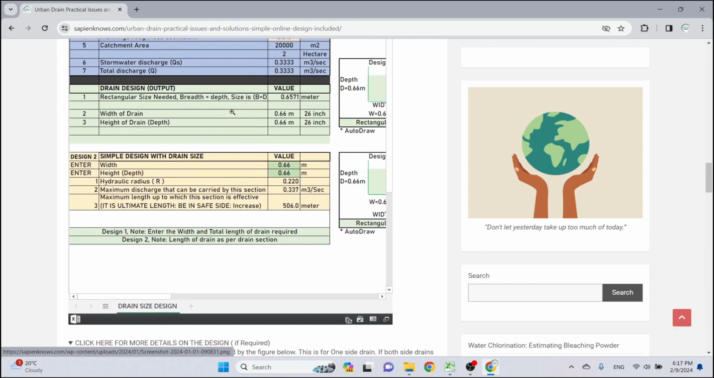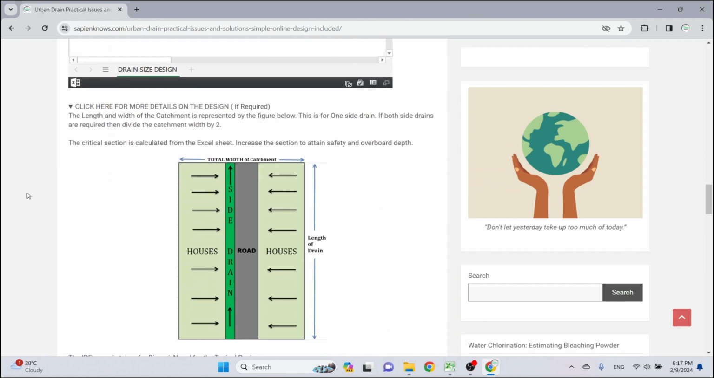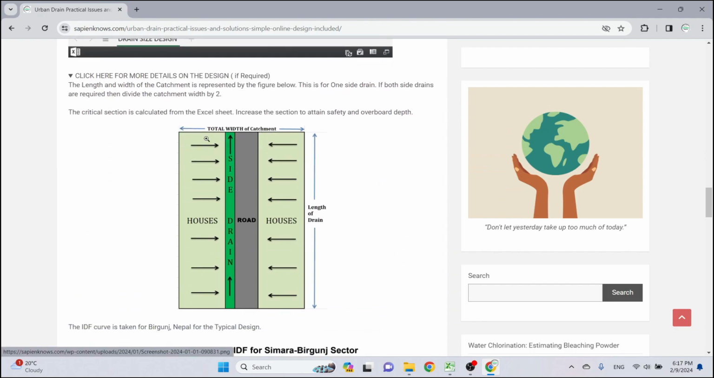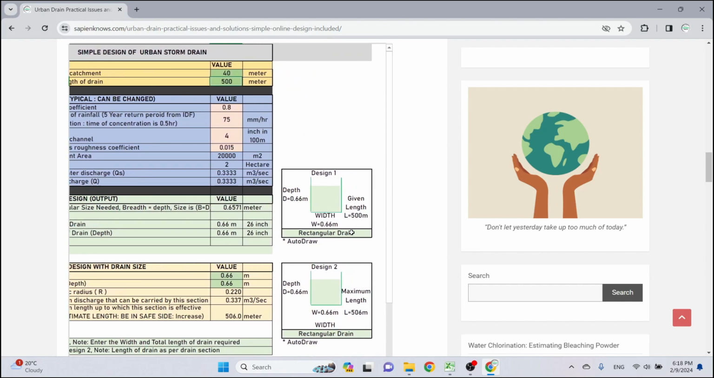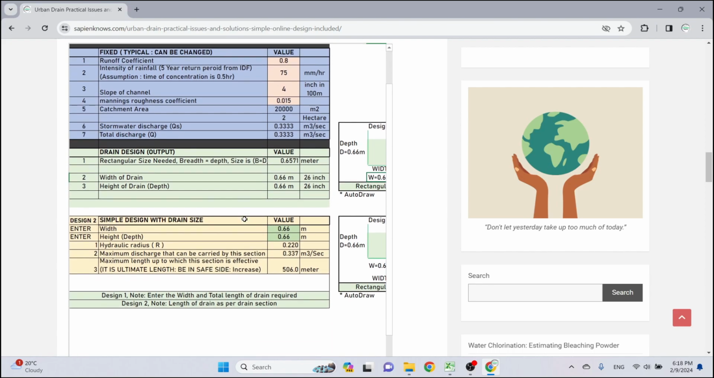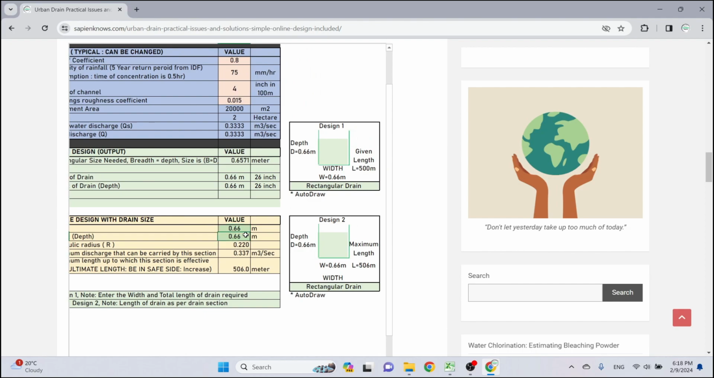So in this example, the width of the catchment is 40 meters, which means that total width of the catchment is 40 meters and the total length of the drain is 500 meters. And you get a drain section of 0.66 meters by 0.66 meters. Or in the other way, if you give the section as 0.66 meter by 0.66 meter, you will get the maximum length of the drain as 506 meters.